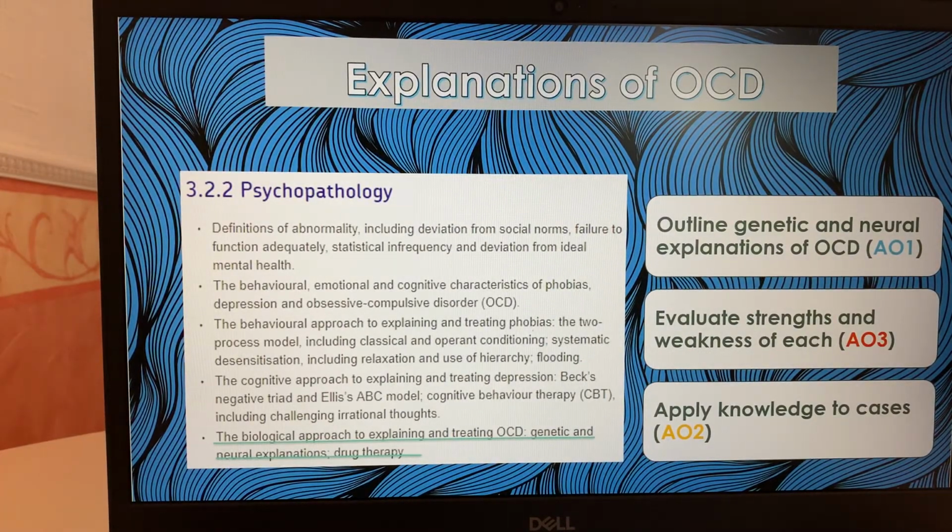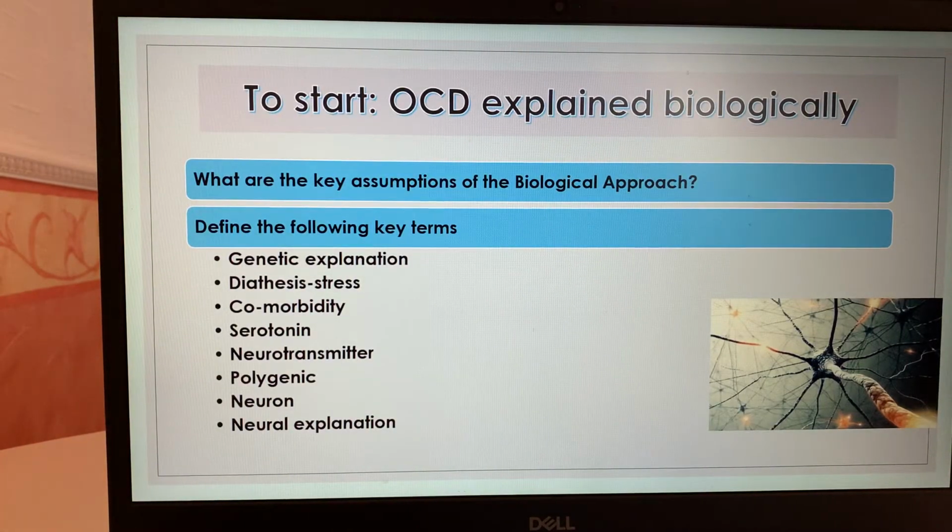So explaining OCD then. OCD is explained biologically. Now, like phobias and depression, there are different aspects as to which you can explain it, but the prominence here is the biological approach. So we've got some key terms here for you to have a go at defining. What can you remember from the biological approach right at the start of year 12? Key terms are really important in your essays to be defined.